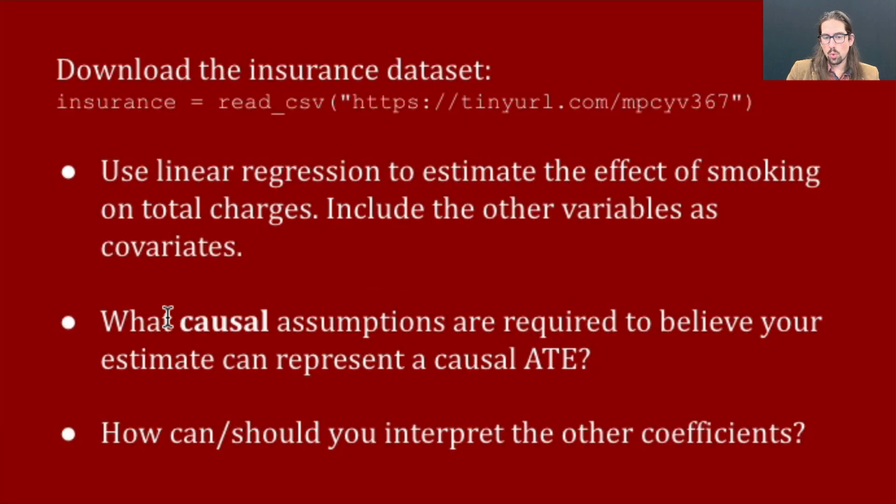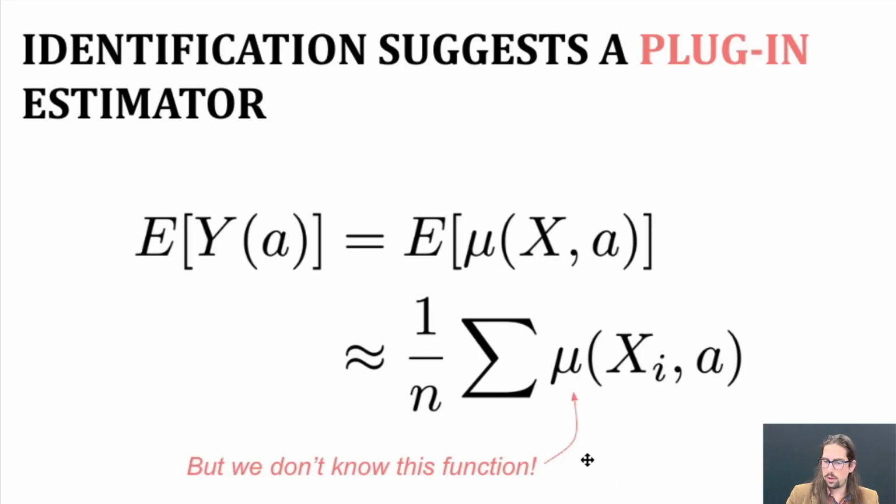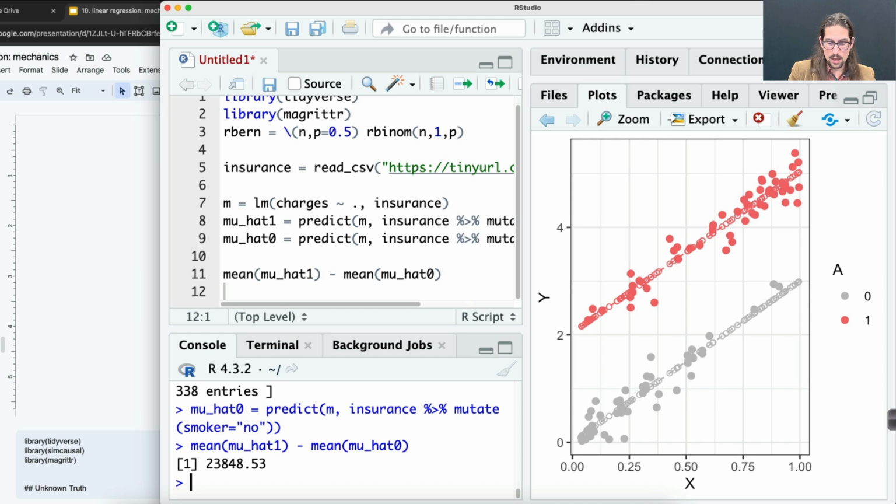Now the question here is, what are the causal assumptions required to believe that this thing represents a causal ATE? We've said that to get from this point to this point, we can do linear regression, right? So that we're estimating this function. Cool, let's say we can do that well. We still have to make causal assumptions to go from here to here. Those causal assumptions were discussed in the last lecture, but just to remind you, we essentially need there to be no unobserved confounding. That's the big one. No unobserved confounding.